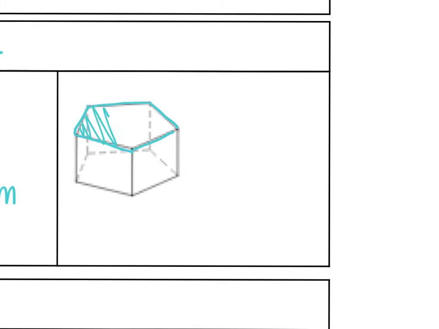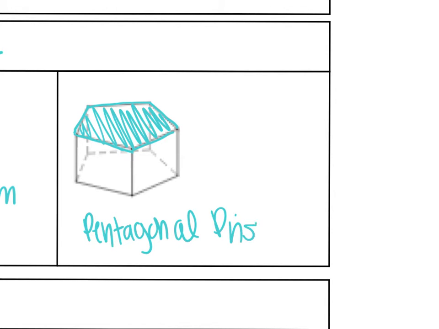So this one, look at the shape. Count the sides. How many sides is that? 5, which is called what? Pentagon. So we would say a pentagonal prism. Okay.